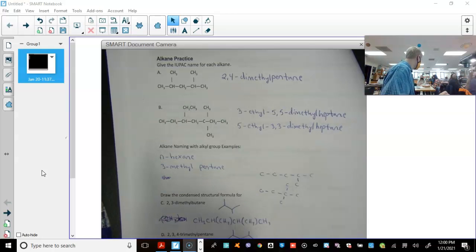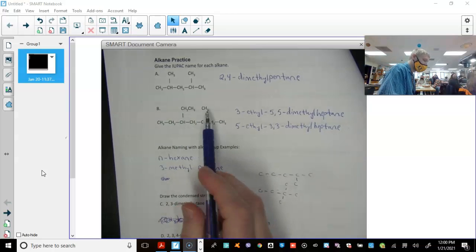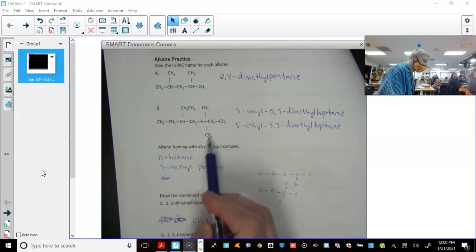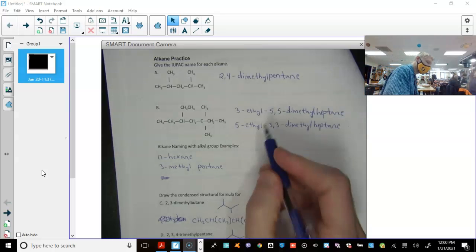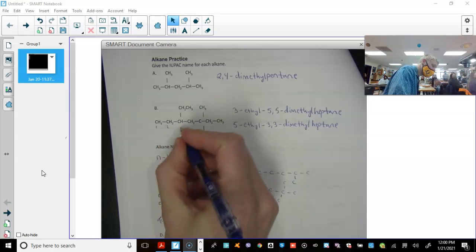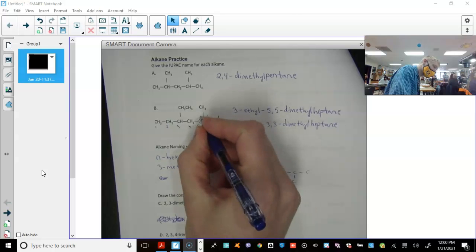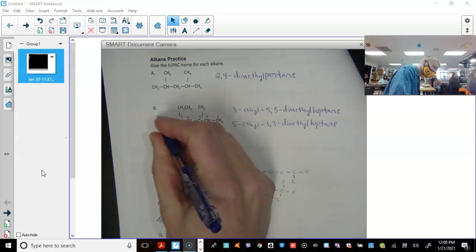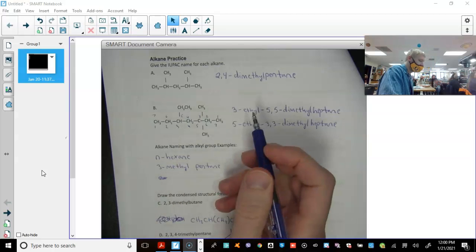Questions on that? Okay, so this letter B is the tricky one. I had to even think about this a little bit. Because first off, we got an ethyl, and we got 2 methyls. So alphabetical order, we got ethyl versus methyl. Ethyl comes first, E. So no matter your numbering, so we got 1, 2, 3, 4, 5, 6, 7, or 1, 2, 3, 4, 5, 6, 7. We got 3 and 5. Okay, and we got 3 and 5.